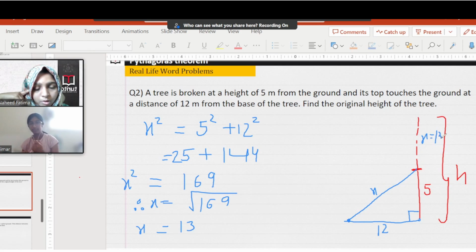So now what will be the total height of the tree? The earlier height, the original height? 13. No, it's 5, still 5 is there. Then it would be 18. Yes. The final height of your tree is 18 meters.